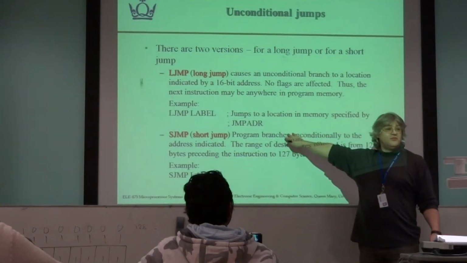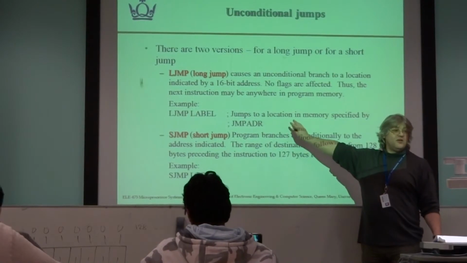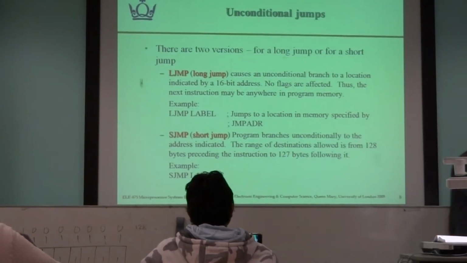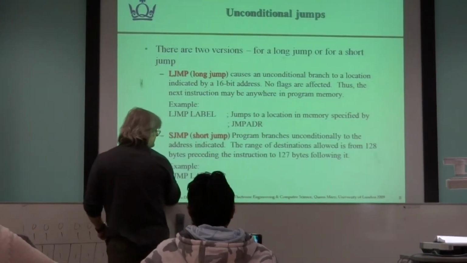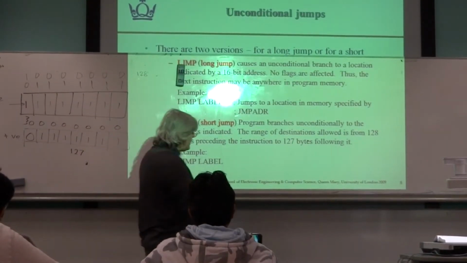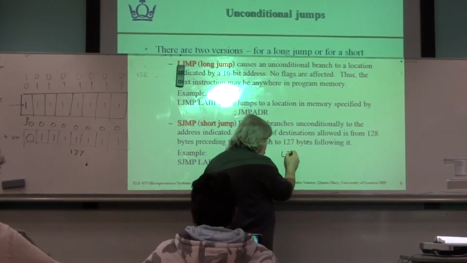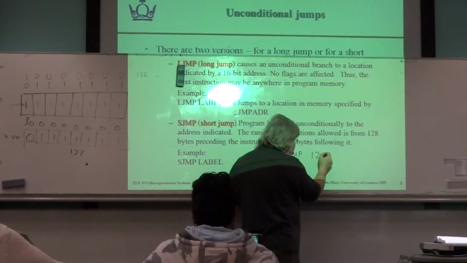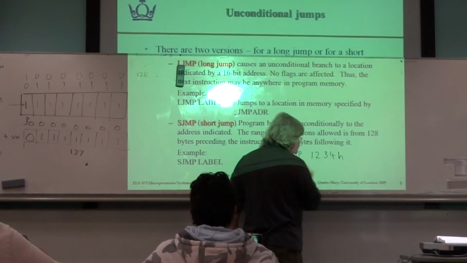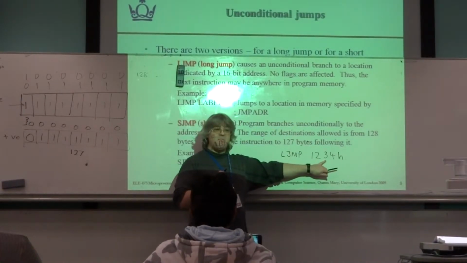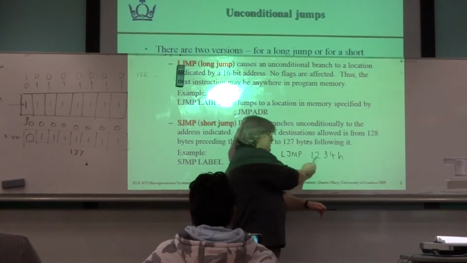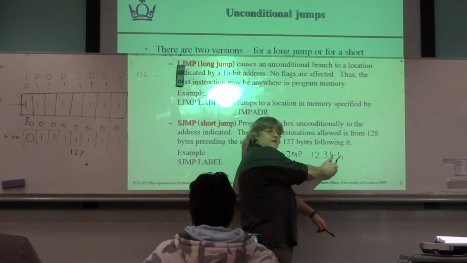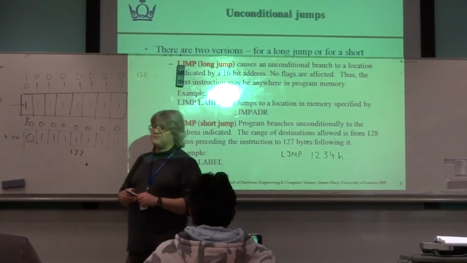These jumps are unconditional. The jump will happen no matter what. They're not testing anything, they're just going. Now, normally you could write something like long jump to 1234 hex. That would say go to program memory location 1234 hex, and then the program will continue running from that location. Effectively, what this instruction is doing is overwriting the program counter with this number, and then fetching that instruction.